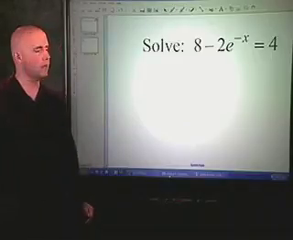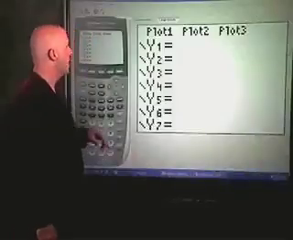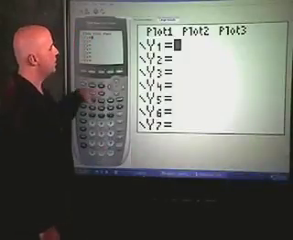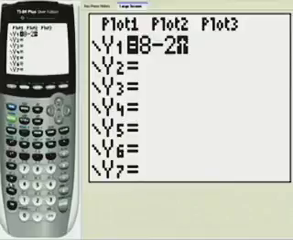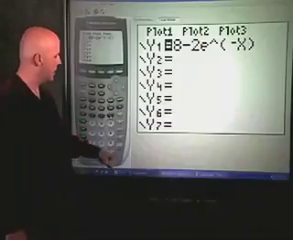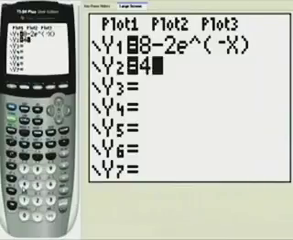We're going to solve the equation 8 minus 2 e to the negative x equals 4. Since we have expressions on both sides of the equation, we're going to enter the left side as y1 and the right side as y2. Go to our graphing calculator, hit our y equal to button. In y1, we're going to enter that left side, 8 minus 2 e to the negative x, close parentheses. Let's enter. And in y2, we enter the right side of our equation, which was the constant 4.